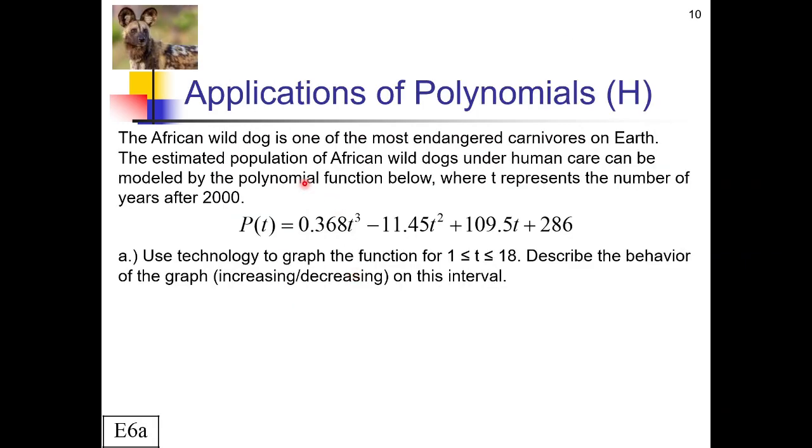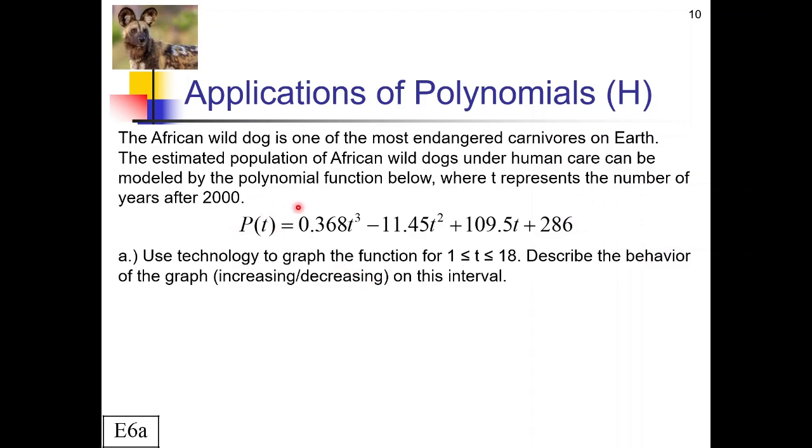All right, so if you're doing the honors course, thanks for joining us for this one last application problem. Say hello to our good friend, the African wild dog, one of the most endangered carnivores on Earth, apparently. I don't know how something so cute could be endangered, but there you have it. The estimated population of these critters under human care is modeled by this polynomial function, where t is the number of years after 2000. So let's just stop right there before we do any problems.